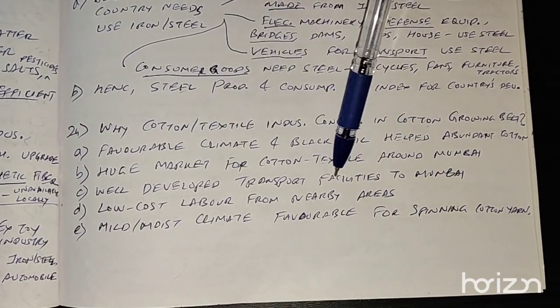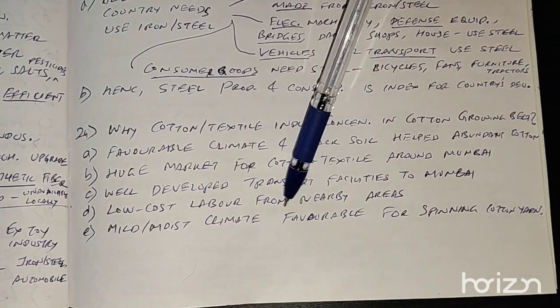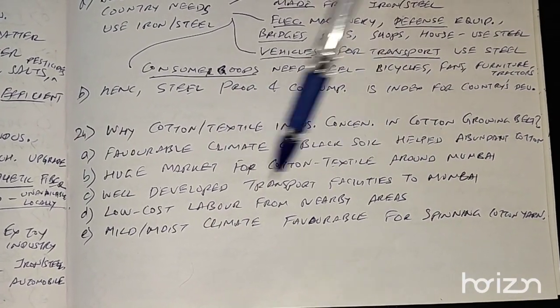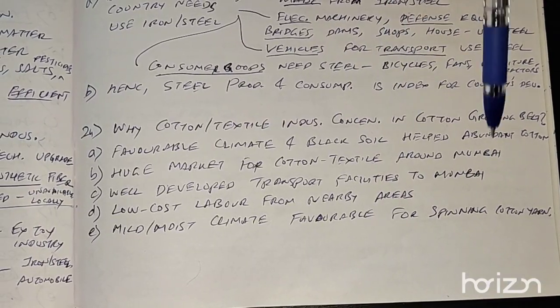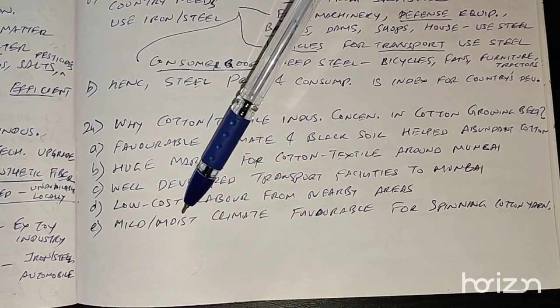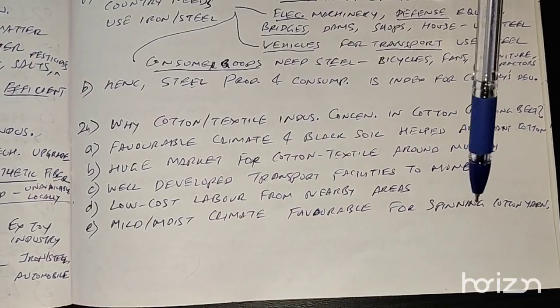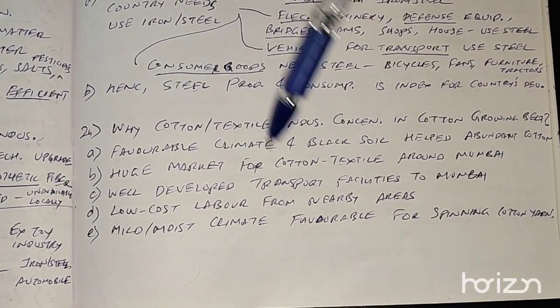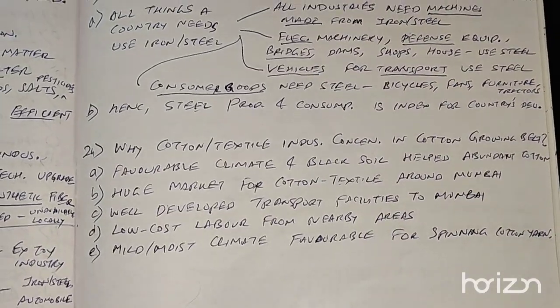And well developed transport facilities are there, low cost labor from nearby areas are there. So all these factors led to the concentration of cotton textile in cotton growing areas, especially around Mumbai. And there is mild moist climate which is favorable for spinning cotton. So these are the reasons why there is a concentration.